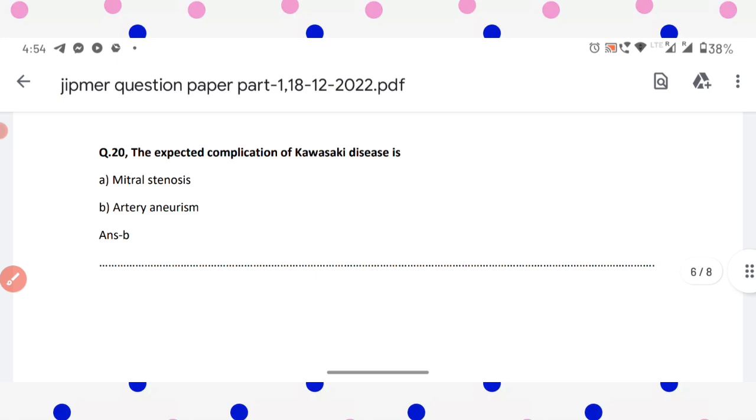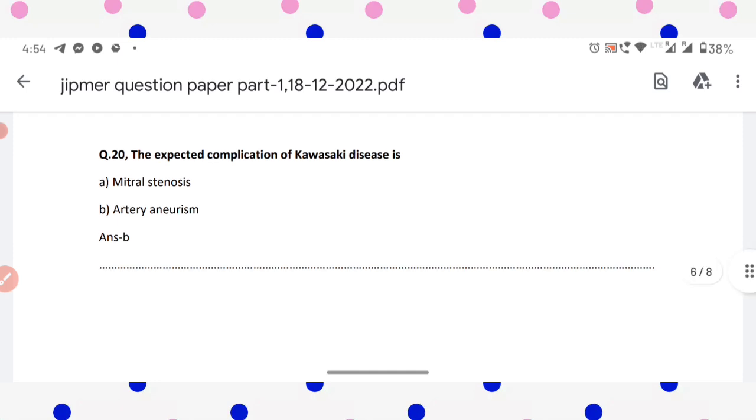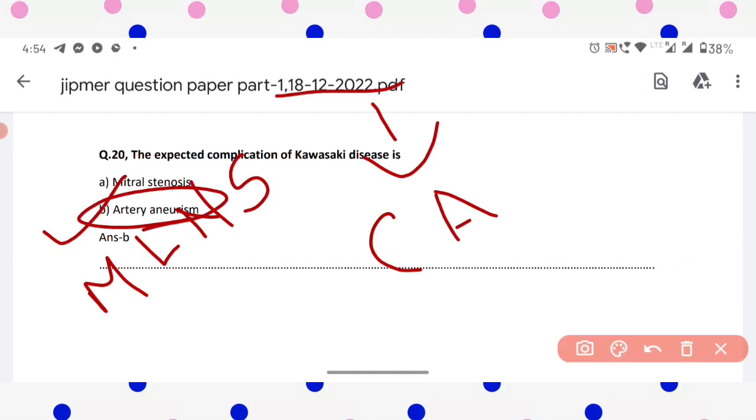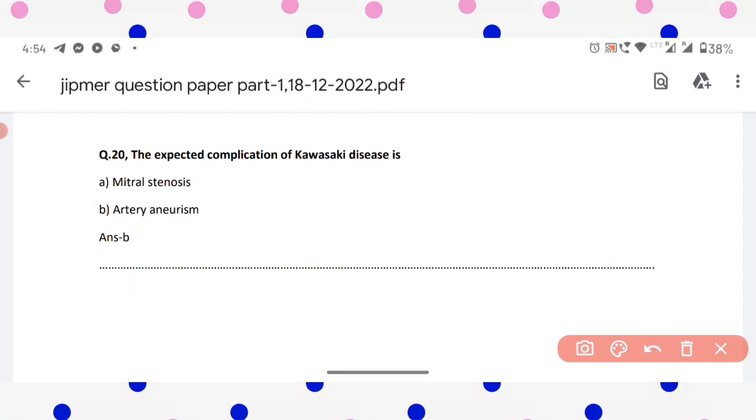So which is the right answer here? The expected complication of Kawasaki disease is option B, that is atrial aneurysm. Atrial aneurysm. This is the right answer. Option B is the right one.